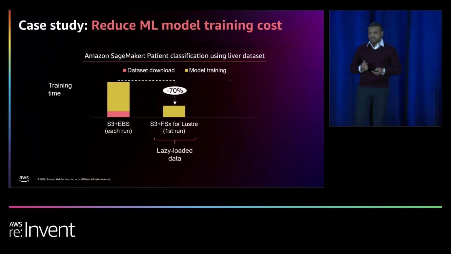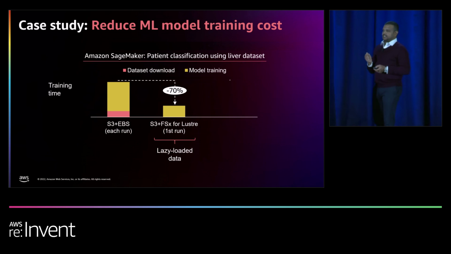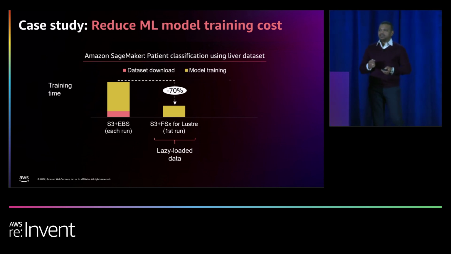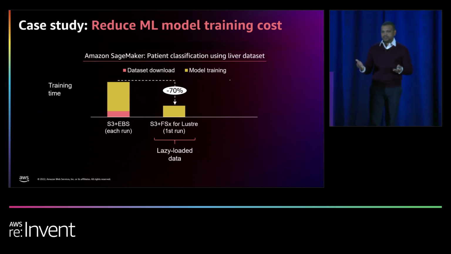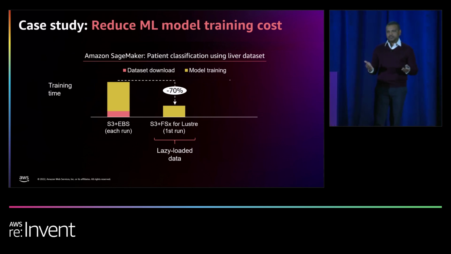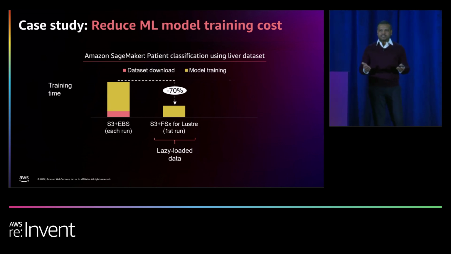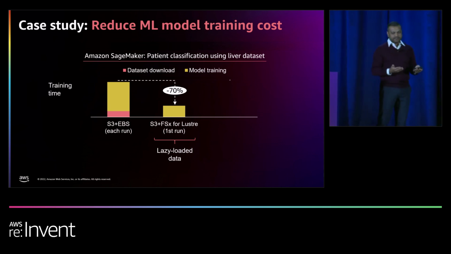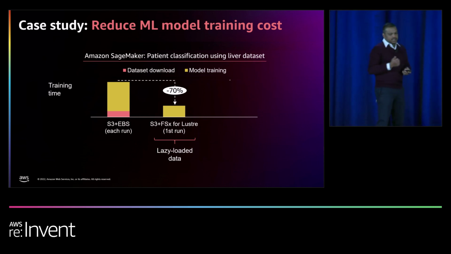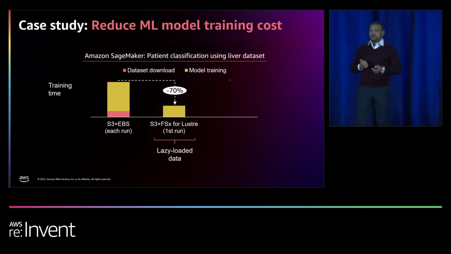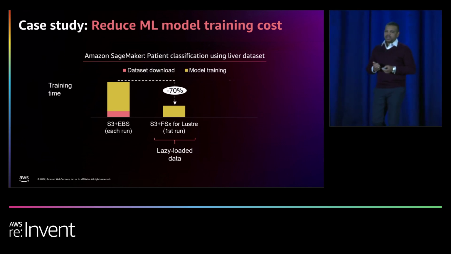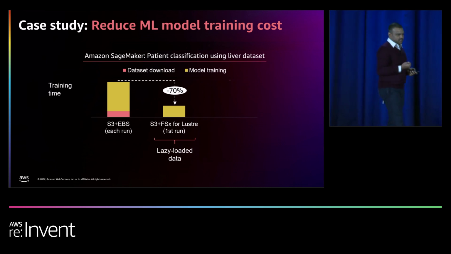Now with FSx for Lustre, we totally eliminate that data set download time because you create your FSx for Lustre file system, link it to your S3 bucket. We already have those objects in the FSx file system, and you can start your training right away. So you're no longer waiting for the data set to be downloaded, and you can kickstart your machine learning training jobs right away. You also get the benefit of the scale-out throughput of FSx for Lustre. And because of the scale-out performance, you can complete your epochs much faster.